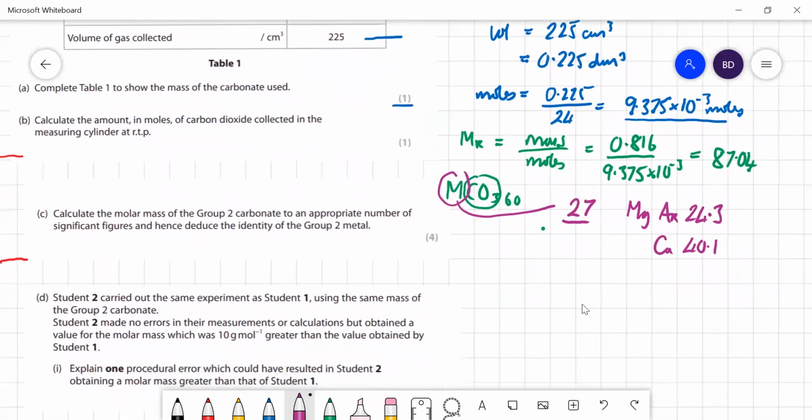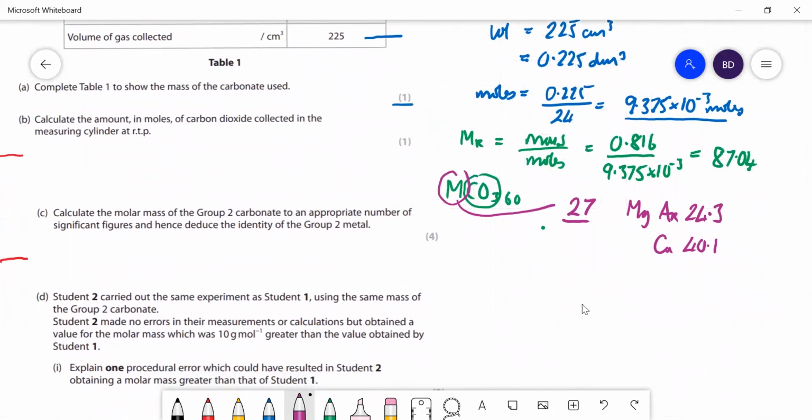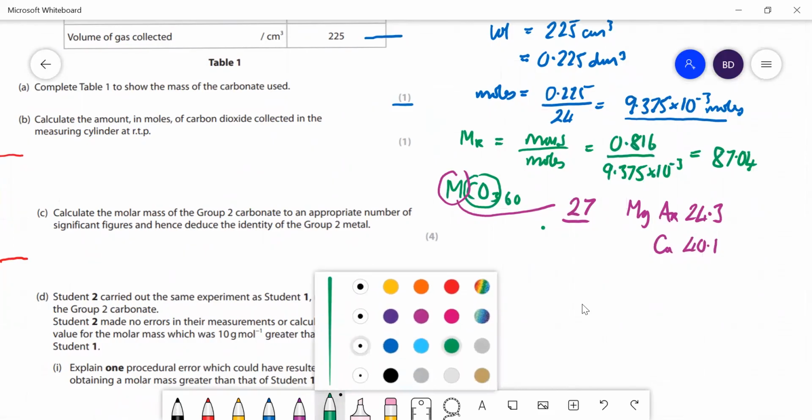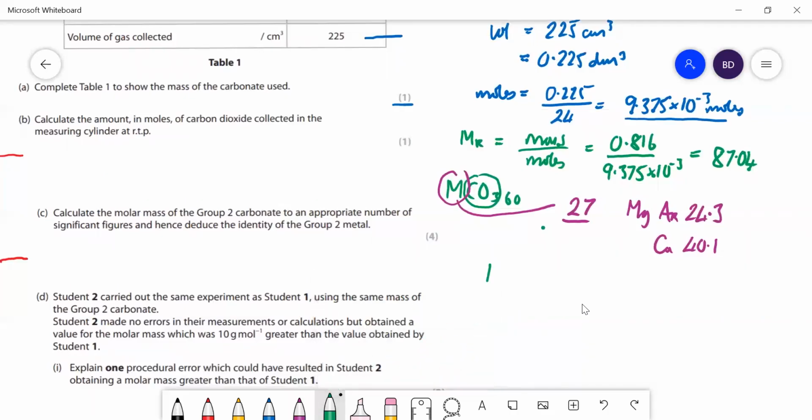Okay, so student 2 carried out the same experiment using the same mass. He made no errors in the measurements or calculations, but obtained a value for the molar mass which was 10 grams per mole greater than the value obtained by student 1. Now, explain one procedural error. Okay, so let's have a think about this. Mr is equal to mass over moles. The value he gets for the Mr is too big.